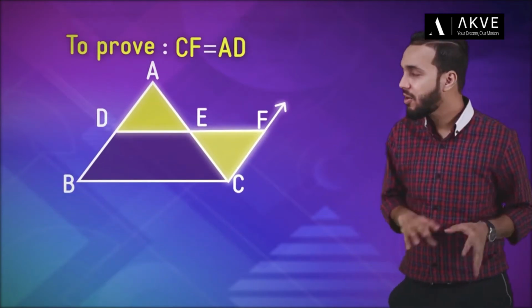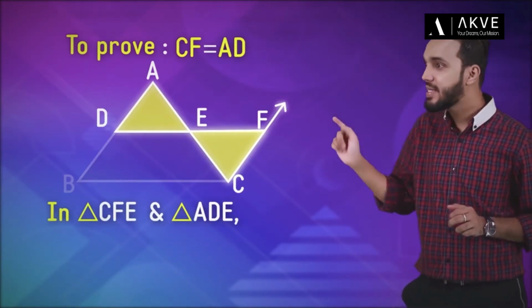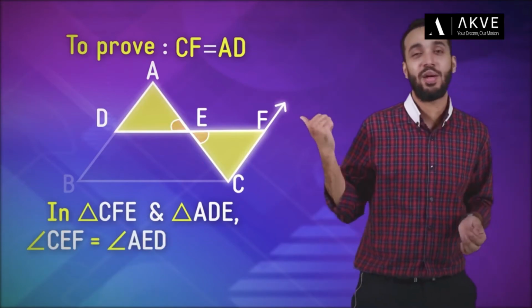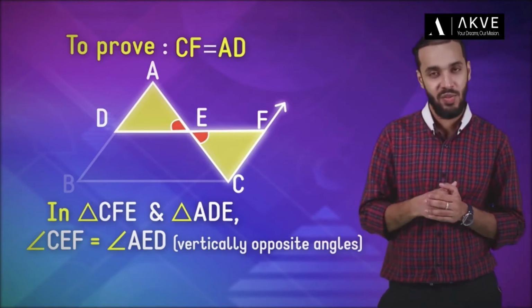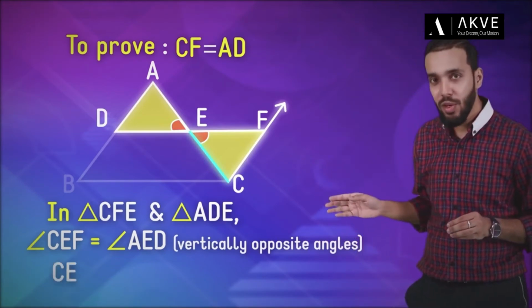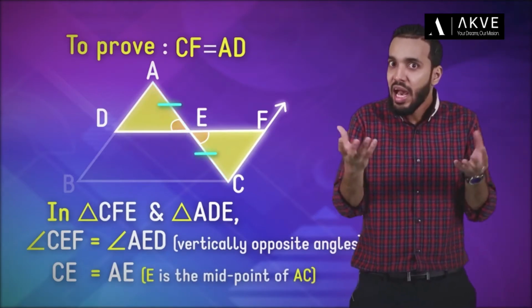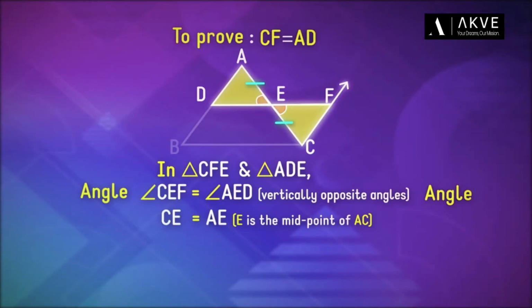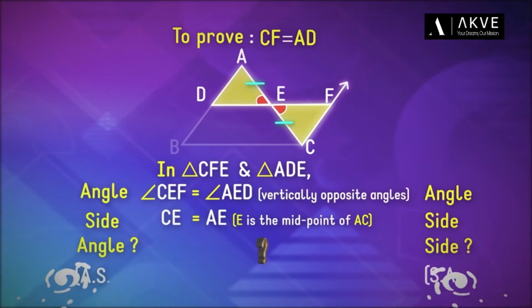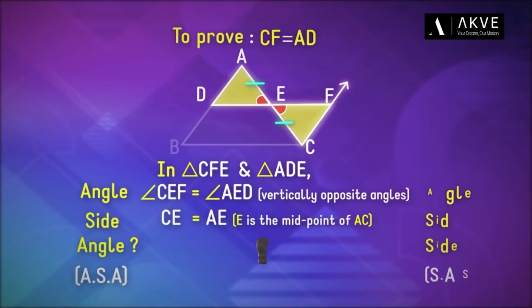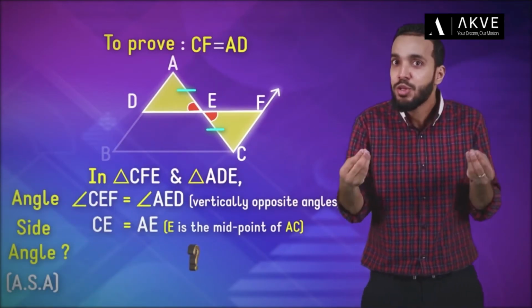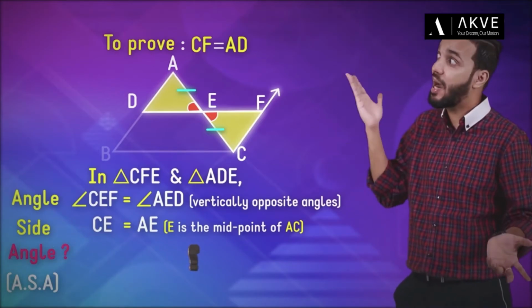We can see that in triangles CFE and ADE, angle CEF is equal to angle AED because evidently they are vertically opposite angles. Also, CE is equal to AE because E is the midpoint of AC. So, we have a pair of equal corresponding angles and a pair of equal corresponding sides. If we can find another pair of equal corresponding angles or another pair of equal corresponding sides, our requirement would be met. Now, whatever we know about the sides, we have already used. So, we should try and look for two corresponding angles which are equal.